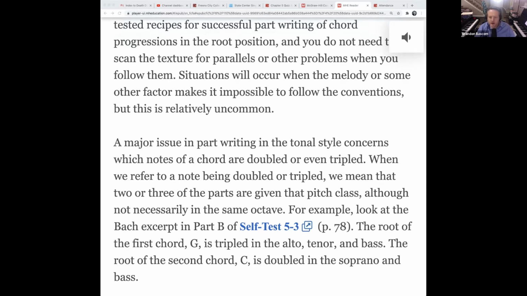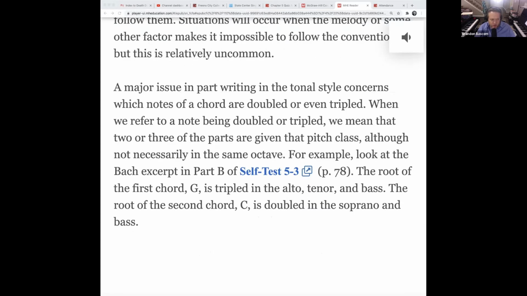I like that. A major issue in part writing in the tonal system concerns which notes of chords are doubled or tripled. When we refer to a note being doubled or tripled, we mean that 2 or 3 of the parts are given that pitch class, although not necessarily in the same octave. For example, look at this excerpt in Part B of the SelfTest, 5-3 on page 78. The root of the first chord, G, is tripled in the alto, tenor, and bass. The root of the second chord, C, is doubled in the soprano and bass.